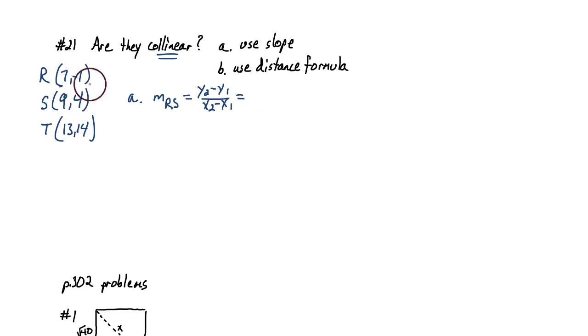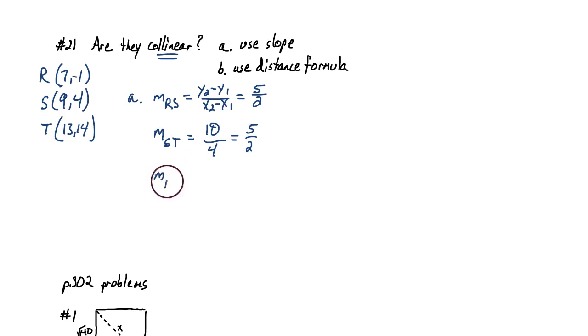So 4 minus -1 makes 5. And now your x values. 9 minus 7 makes 2. That slope is 5/2. Now let's find the slope of ST to see if it's also 5/2. So we're comparing S to T using the same formula. So 14 minus 4 makes 10. And now your x's. 13 minus 9 makes 4. This reduces to 5/2. Notice it's the same slope so far.